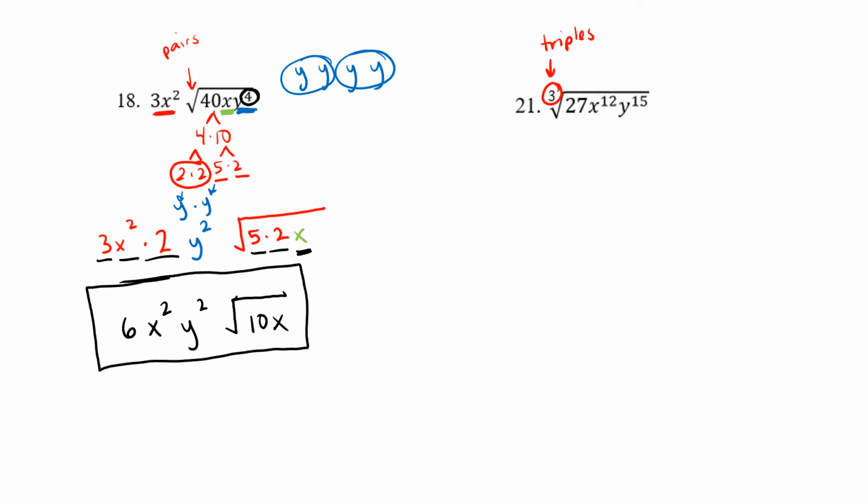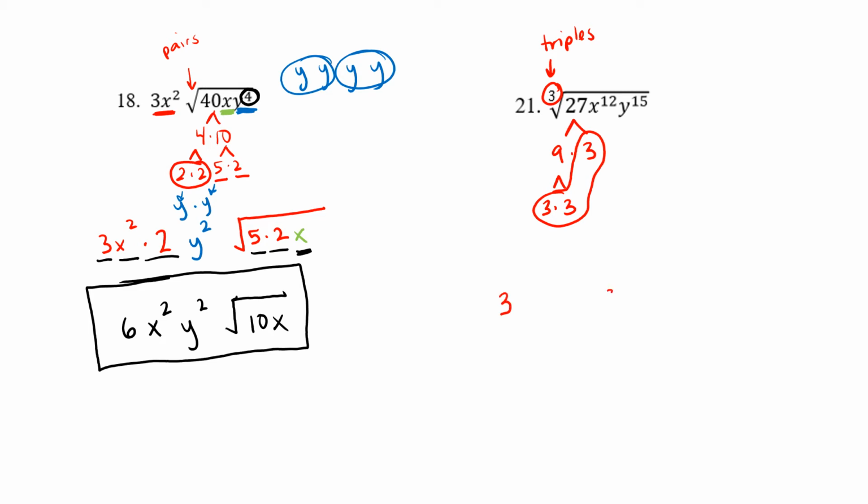The process, though, is the same. What we're going to start off by doing is break down the 27. That's a 9 times 3. The 9 breaks down into a 3 times 3, which is good because now that gives us a triple of 3's. One group of 3's would come outside of the cube root as just a 3.